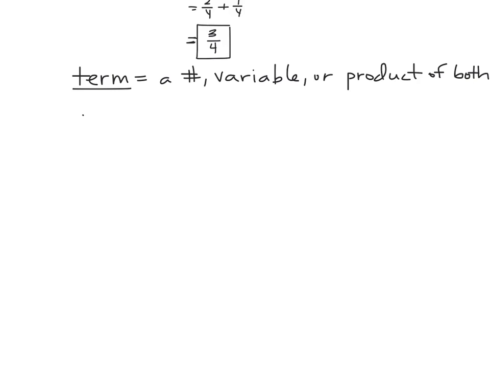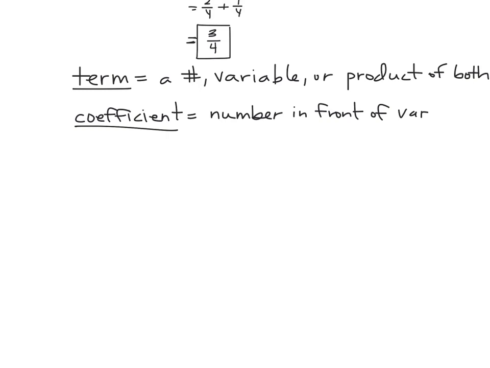That is a term. What's a coefficient? The number in front of the variable. If you want the math lingo, the math language for that, a coefficient is the numerical factor of a term. Yeah, fancy, but essentially it's the number that comes right before the variable, right? Okay, then we have a constant.